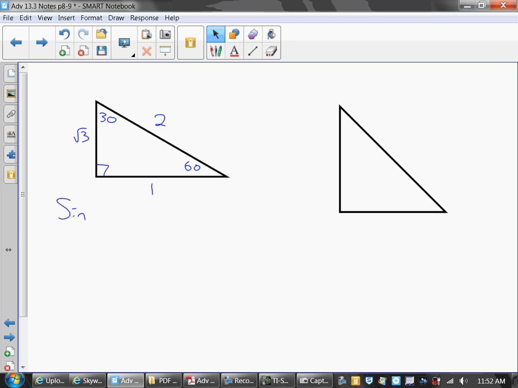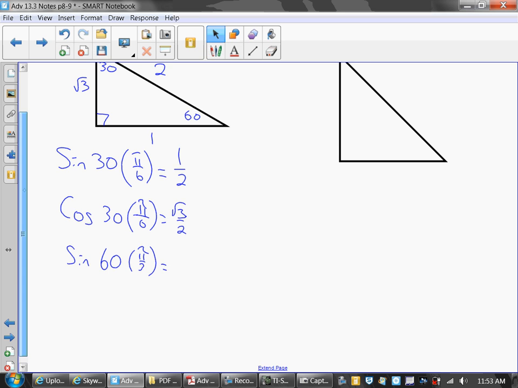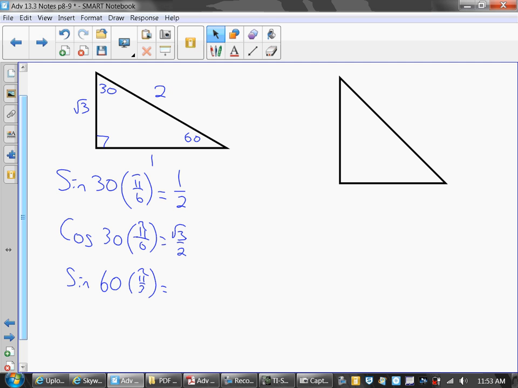That means that the sine of 30, or pi over 6, is what over what? Sine of 30, opposite over hypotenuse, is 1/2. What's the cosine of 30? It's root 3 over 2. What's the sine of 60, which is pi over 3? Sine of 60 is root 3 over 2.